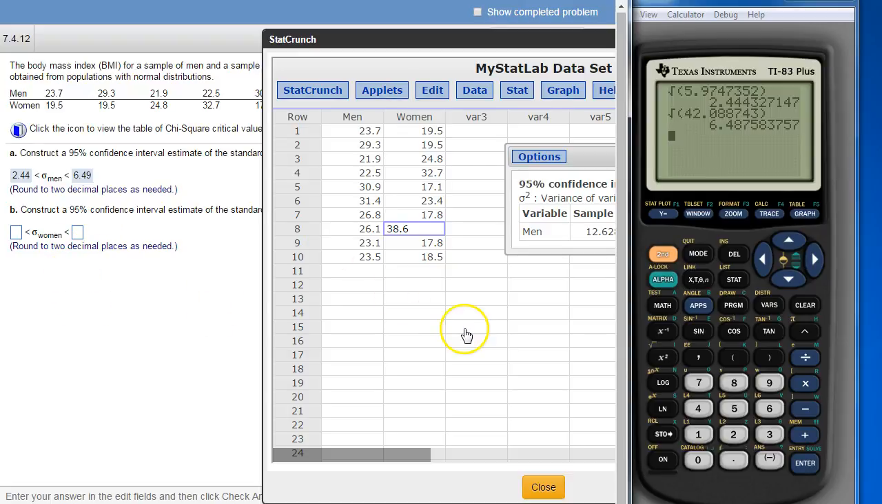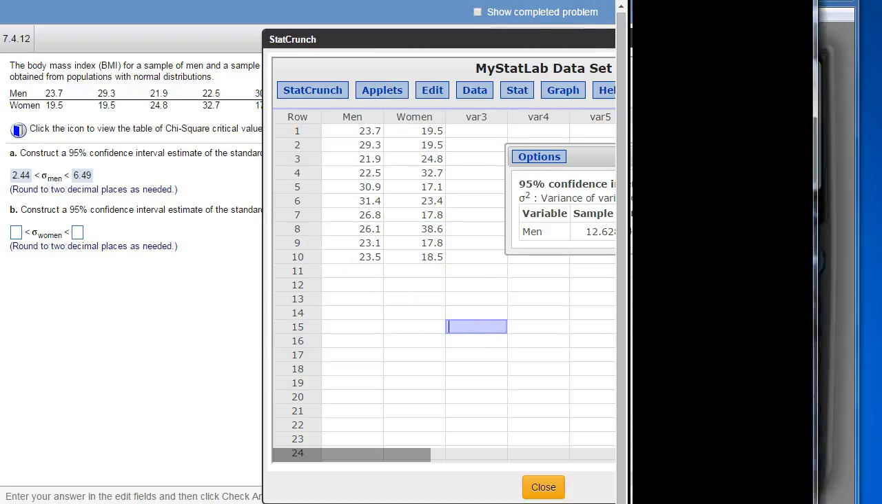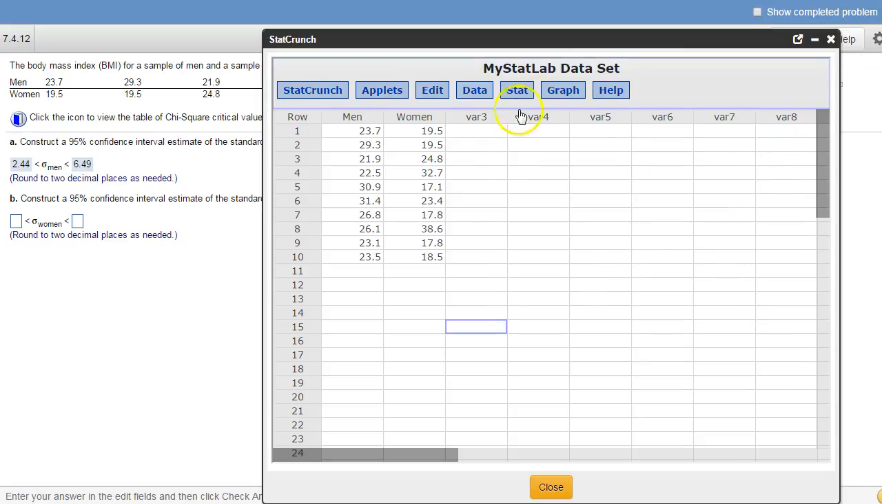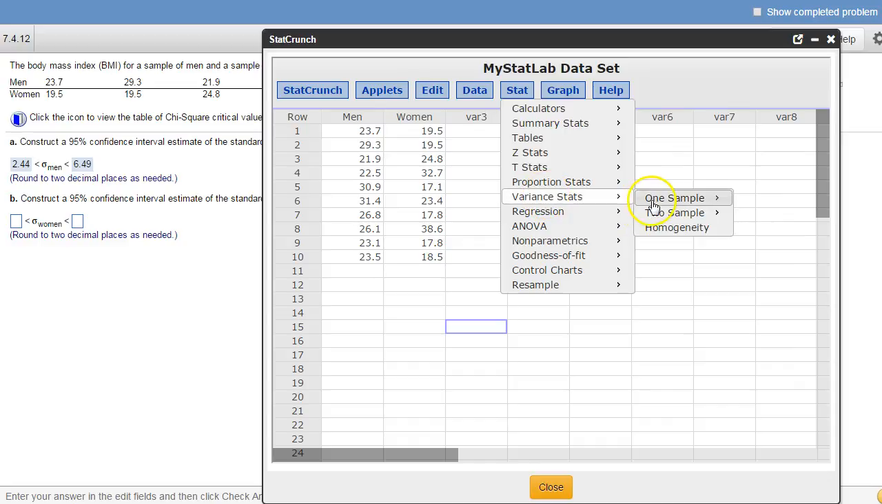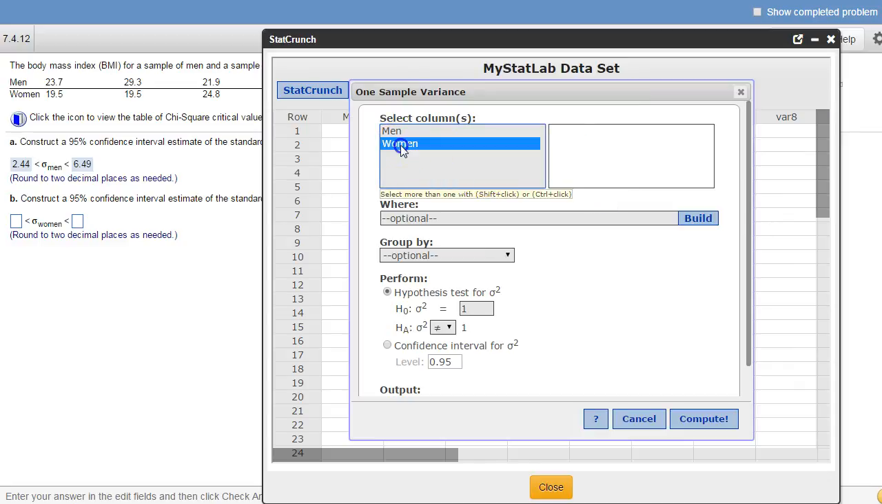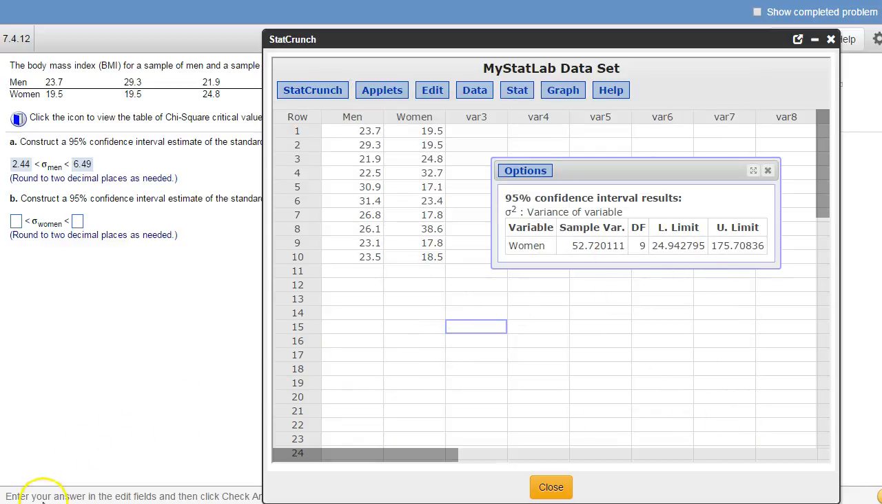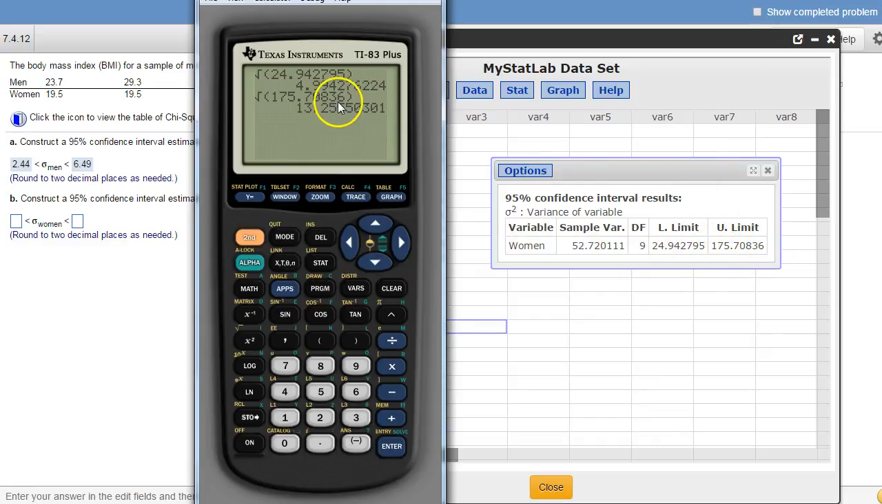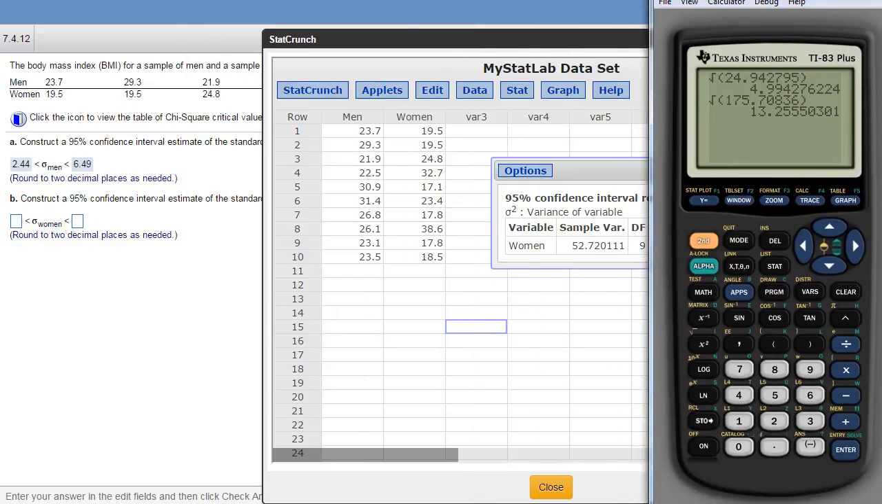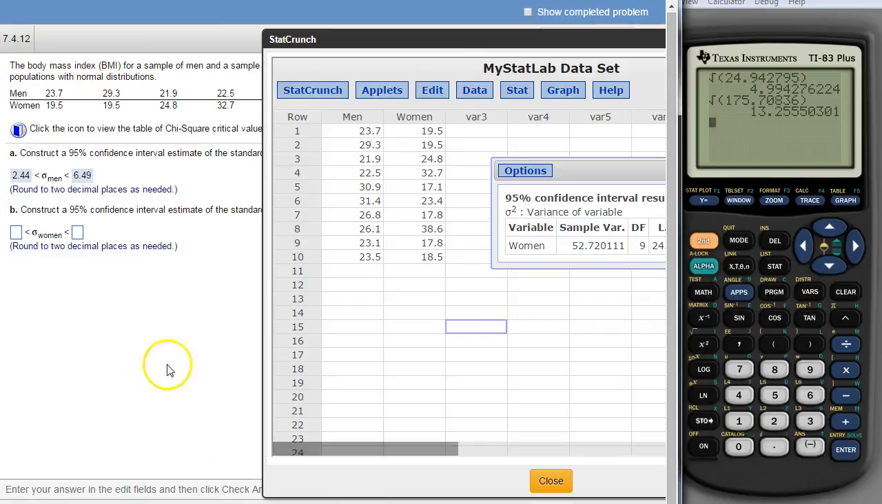And then for women, you do the same thing. You would just go back in here, close what we just did, Stat, Variance Stats, One Sample with Data. Now they want to know where's your data. We want the women. Confidence level still 95%. There's my lower and upper number. There's what StatCrunch gives me. I take the square root of both of those numbers, and there are the standard deviations for the lower and upper. So I'm going to move that over here again, so I can type it in. So it's 4.99 to 2 decimal places, and the upper number is 13.26 to 2 places.